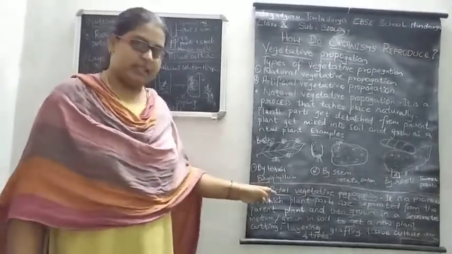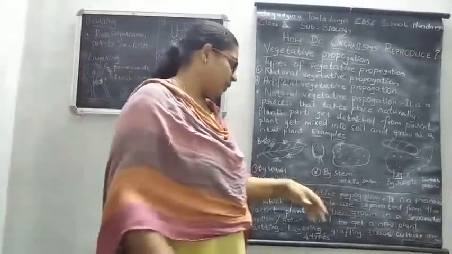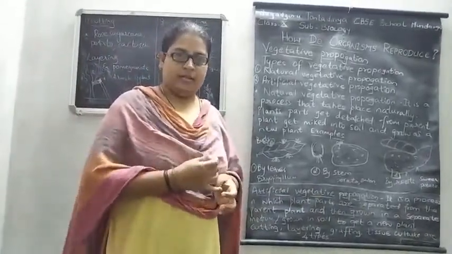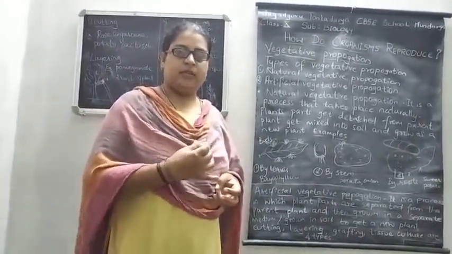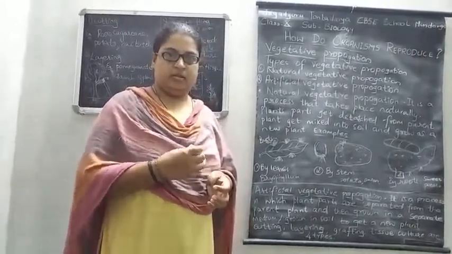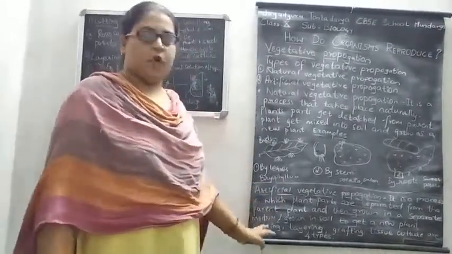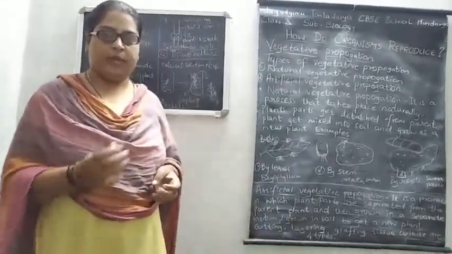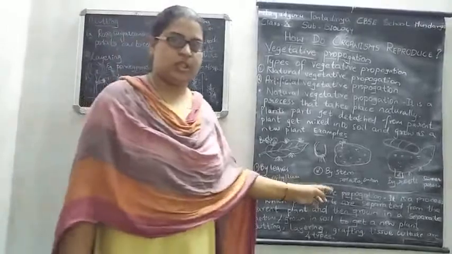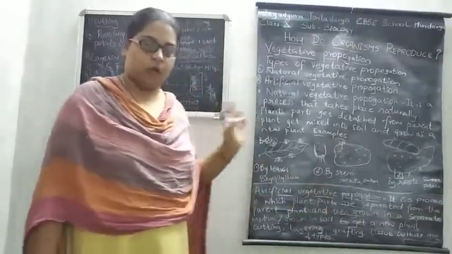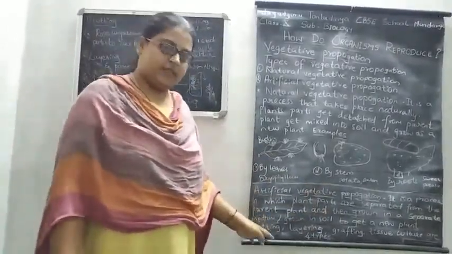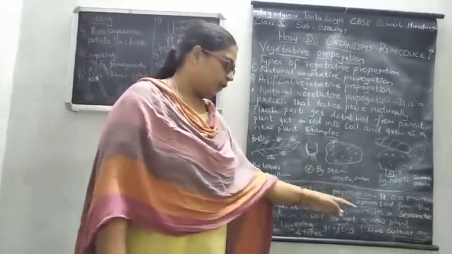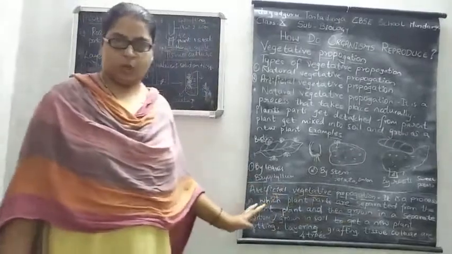Clear? The definition is clear, right? Artificial vegetative propagation is a method of growing a new plant from plant parts by separating them from the parent plant. In this there are 4 types. Depending on how the plants are grown, artificial vegetative propagation is further divided into 4 types. What are those 4 types? First one is cutting, second is layering, third is grafting, fourth is tissue culture. These are the 4 types.